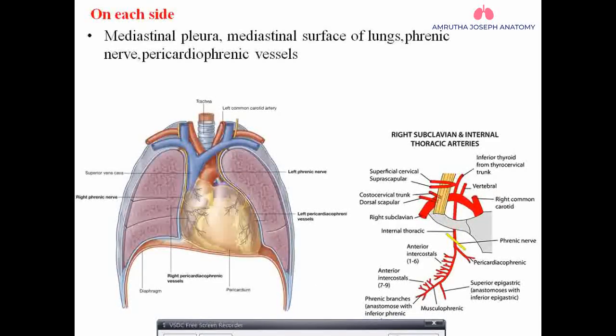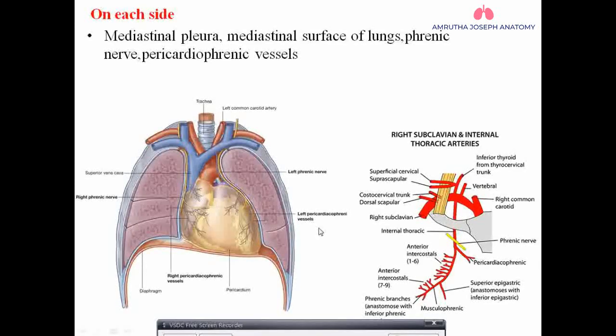So on each side, pericardium is related to mediastinal pleura. Pleura is the covering of lung. On the medial side, the pleura covering the lung, the pleura that is facing towards the mediastinum, is the mediastinal pleura, and the mediastinal surface of the lungs, again, is the surface of the lung facing the mediastinum. Mediastinum is the space between the two lungs. Phrenic nerve can be seen here, left phrenic and right phrenic nerve.